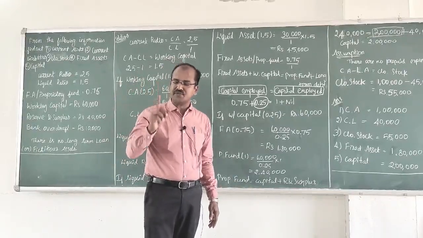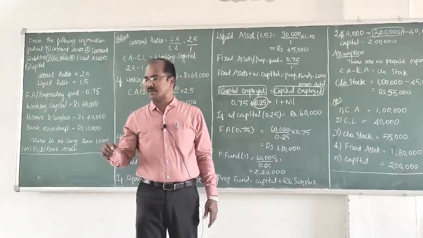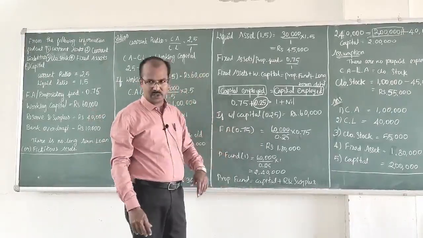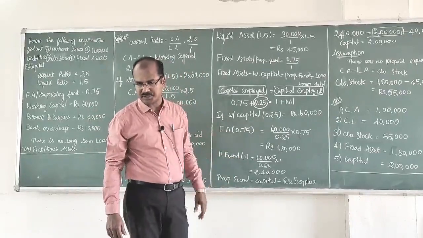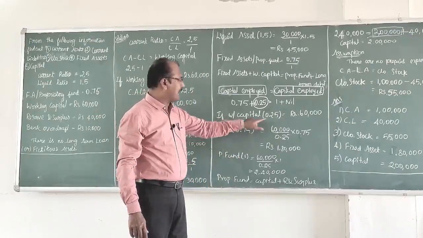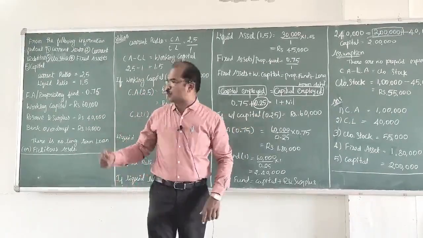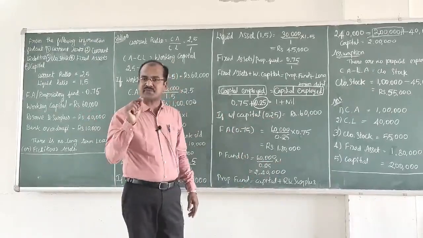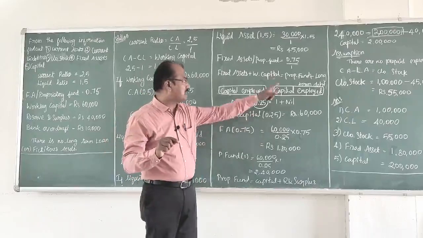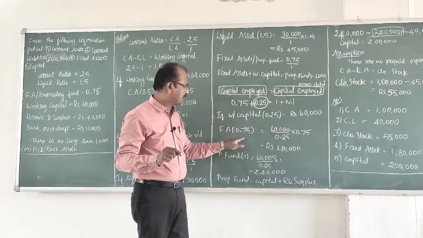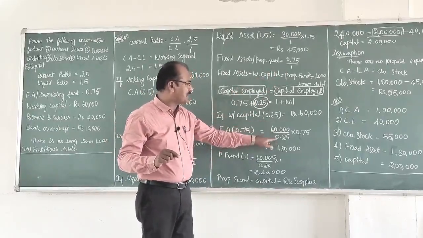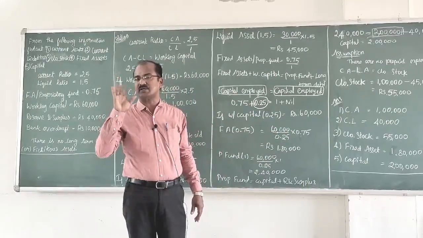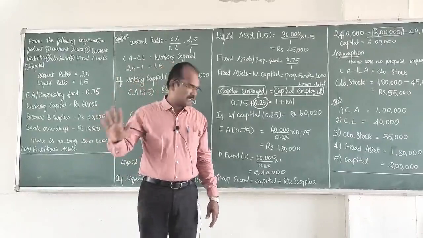We are informed about the amount of working capital in the problem, which is nothing but 60,000 rupees. Therefore, we go for proportionate calculation. If working capital with a weight of 0.25 is 60,000 in this situation, what is the value of fixed assets with a weight of 0.75 according to the ratio? 60,000 divided by 0.25 into 0.75 gives us 1,80,000. That is the amount of fixed assets.